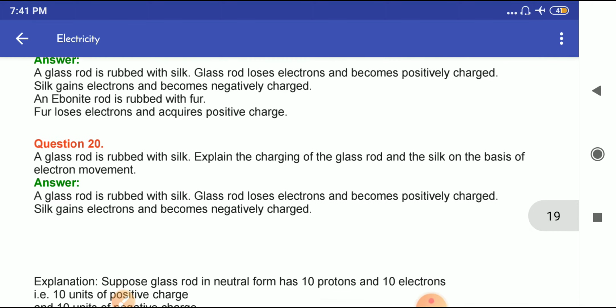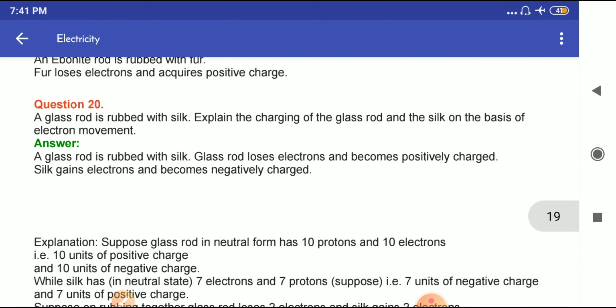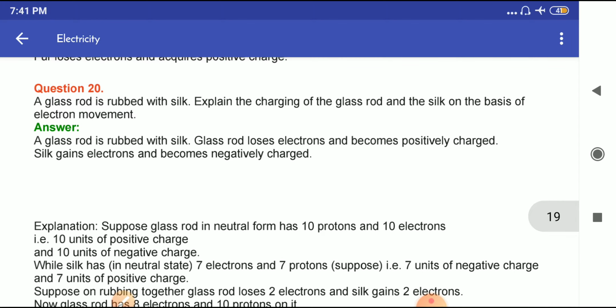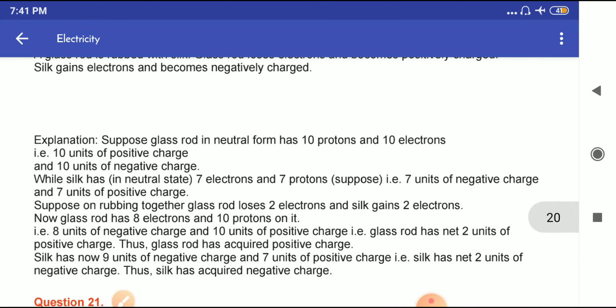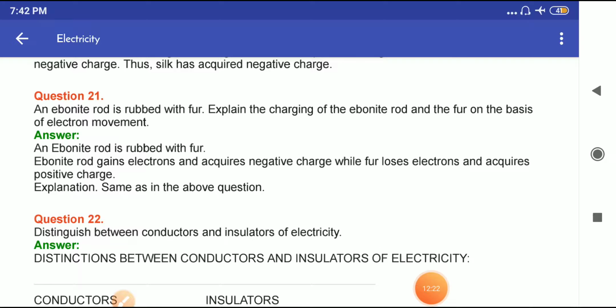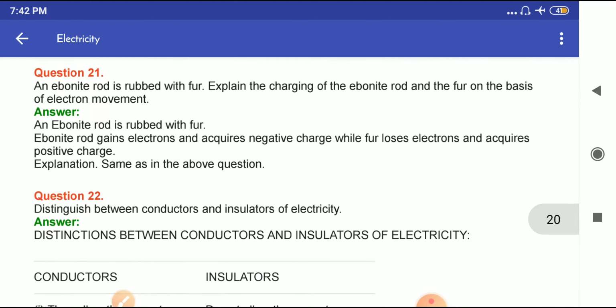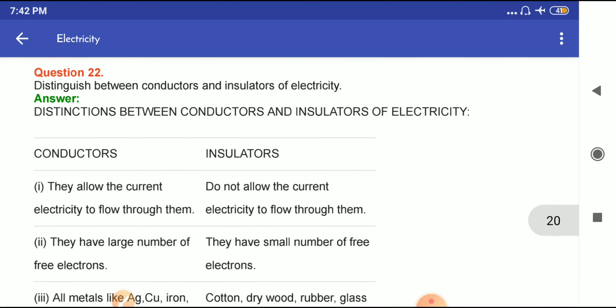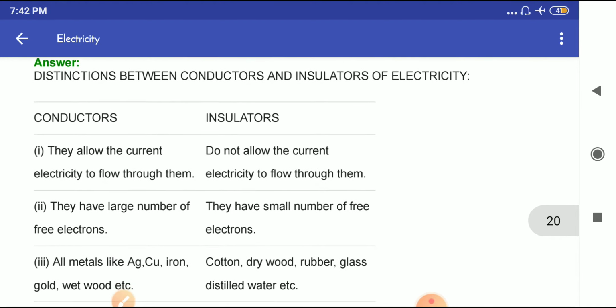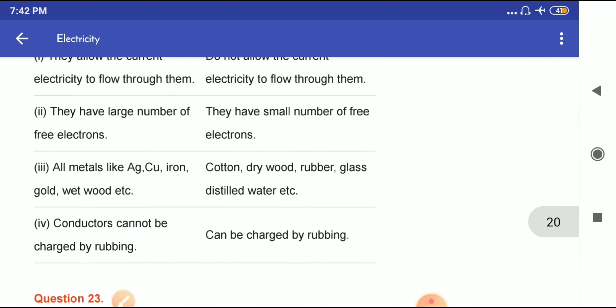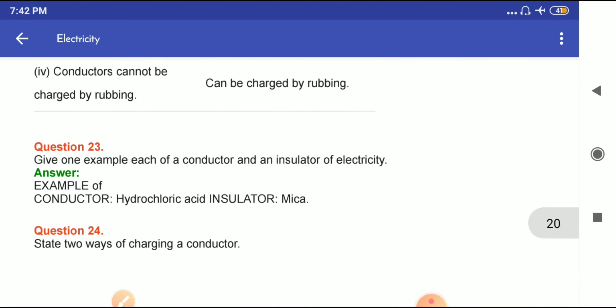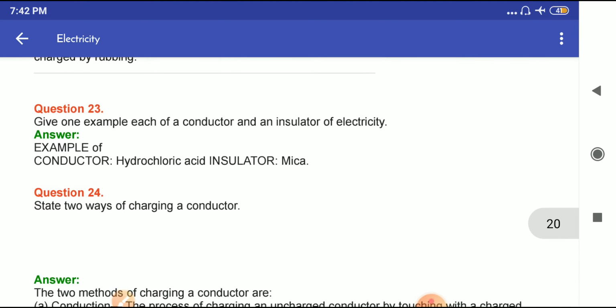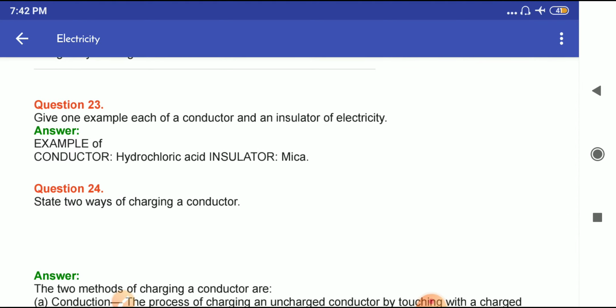Now question number 20. A glass rod is rubbed with silk. Explain the charging of the glass rod and the silk on the basis of electron movement. So this is your answer. Now question number 21. An ebonite rod is rubbed with fur. Explain the charging of the ebonite rod and the fur on the basis of electron movement. So this is your answer of 21. Now question number 22. Distinguish between conductors and insulators. So these are the differences between conductors and insulators. Question number 23. Give one example each of a conductor and an insulator of electricity. So this is your answer.